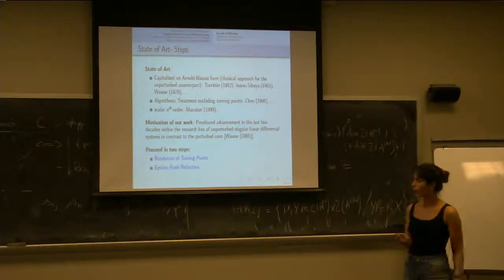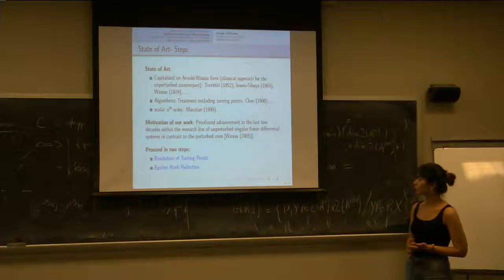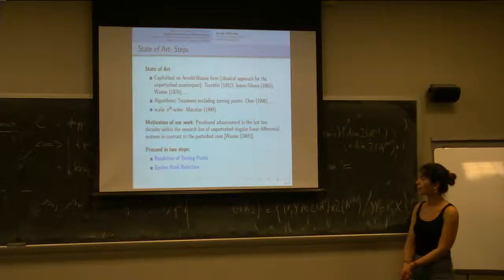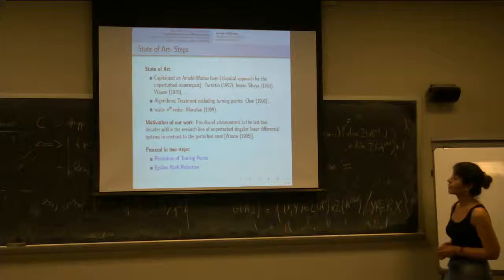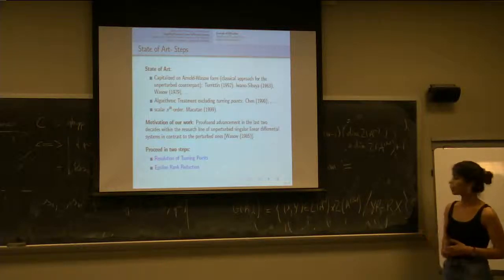Now, to try to generalize the Moser-based algorithm, we have to proceed, as we have seen, in 2 steps. The first is the resolution of turning points, and then we have to perform the reduction.